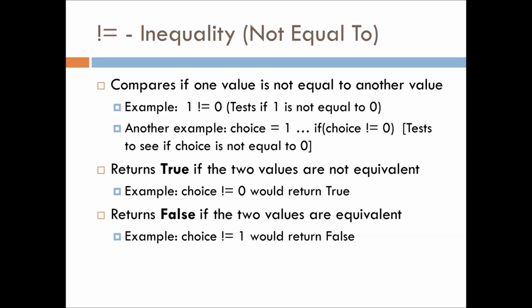So choice not equal to 1 would return false if we had choice equal to 1. Because 1 is 1. It cannot be in a state where it's not equal to 1, if that makes sense. And if that doesn't make sense, we'll be looking at an example in the live coding.